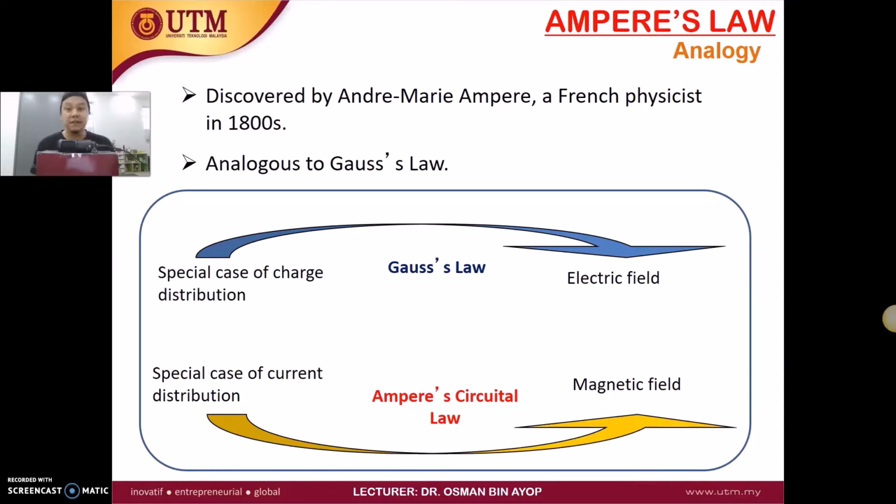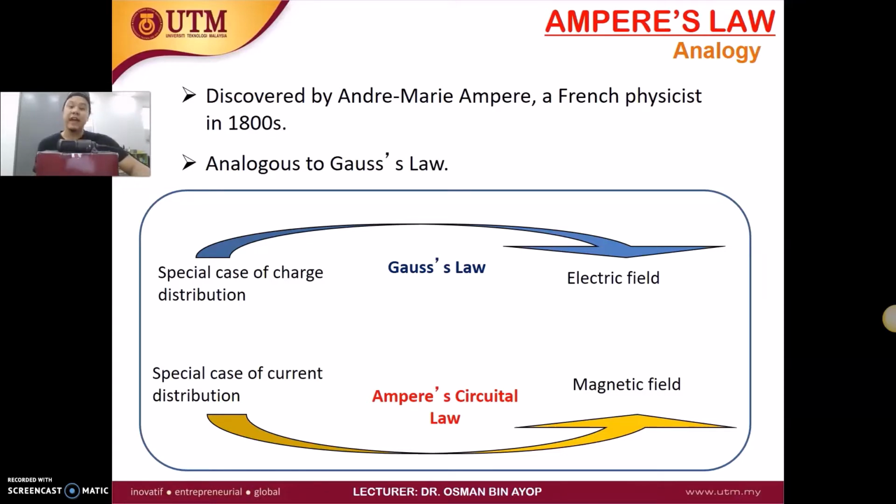This is just a bit of history. Ampere's law was discovered by Andre-Marie Ampere in the 1800s. It's quite similar to the Gauss law, right? Hopefully you still remember what the Gauss law is all about for electrostatics. When we have a special case of charge distribution, for example a symmetrical charge like a spherical charge, or an infinite surface charge, or a very long coaxial, and so on, we can use the Gauss law to find the electric field intensity because the field is symmetrical.